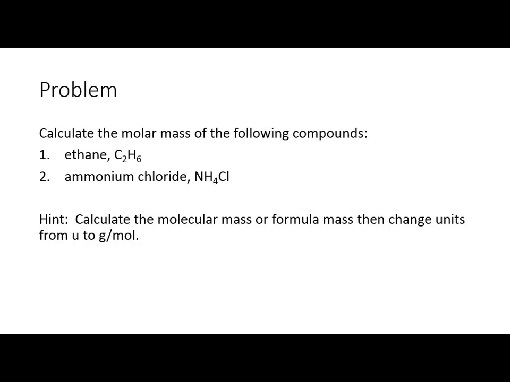So, here's a few other. This is actually a good review. Remember I said for something like water, we know the molar mass, but first we basically need to find out how much a water molecule weighs. We did that before, and we're going to do it again. So, for instance, what if we have these two compounds, ethane and ammonium chloride, and we're supposed to come up with the molar mass? Well, your hint is to calculate the molecular mass or formula mass, and then those units, of course, would be AMUs, and change those to grams per mole instead.